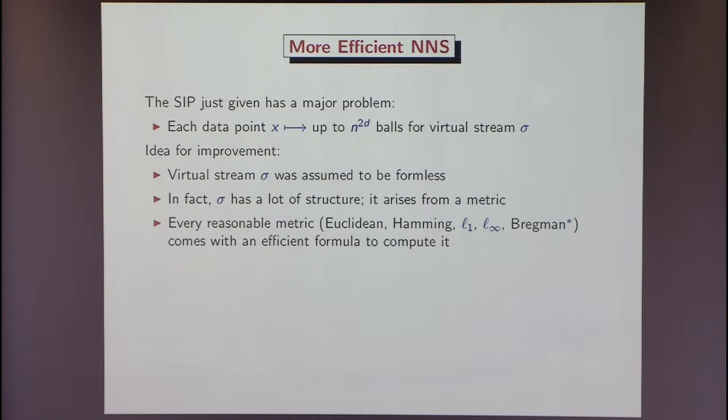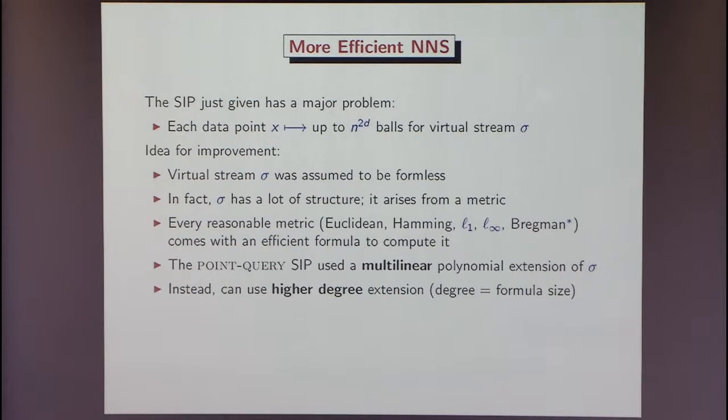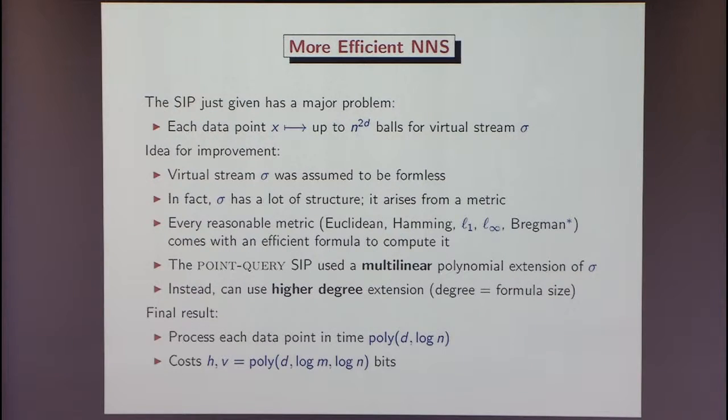Okay? So I can take this formula and write it algebraically, and then instead of creating a multilinear polynomial extension of the stream, as in my point query thing, where the point query represents your stream in the form of this multilinear polynomial, which I was showing in the picture, here we can instead get a higher degree extension by using this formula. So a few quick words on how to do that.